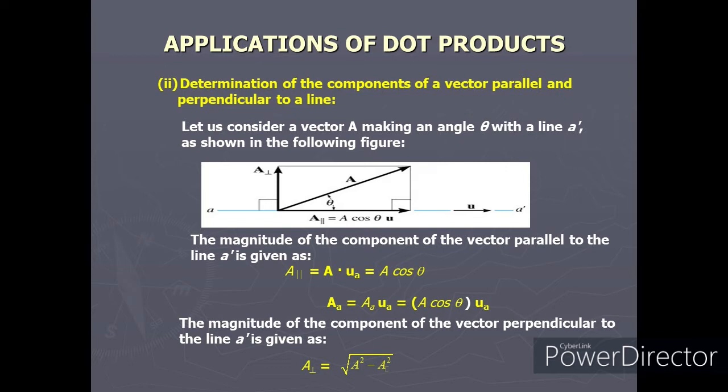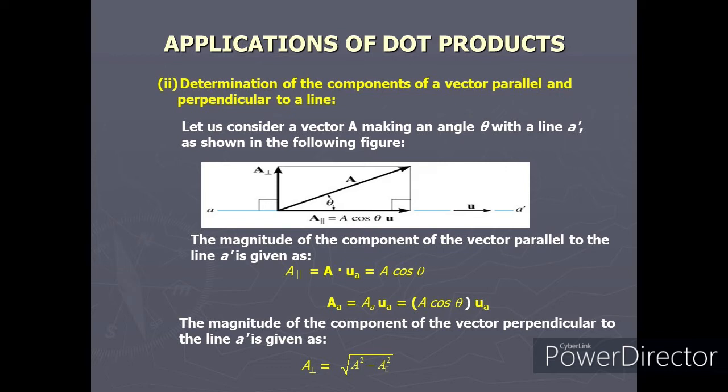Are you following? A dot B is equal to AB cos theta. But the magnitude of UA is what? 1. So that's why it disappears here. And this gives the horizontal component, which is Ax, because this is the horizontal component of A along the A axis. What am I saying?